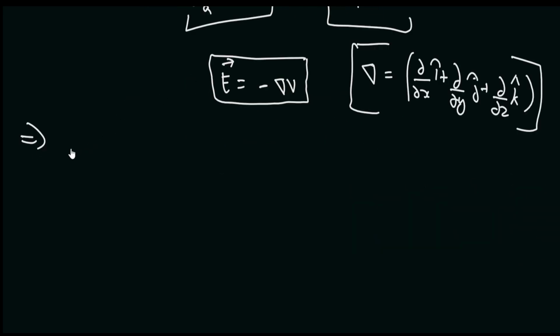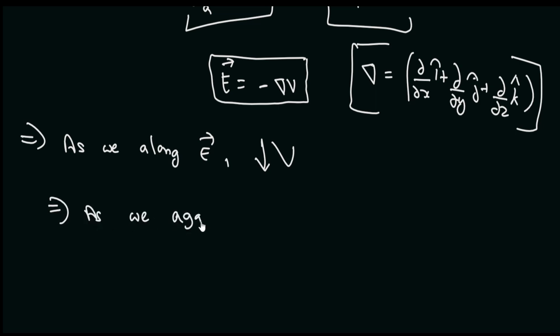One way to interpret this equation is that as we go along the electric field, the potential decreases, that is, the potential drops. And as we go against the electric field, the potential increases.